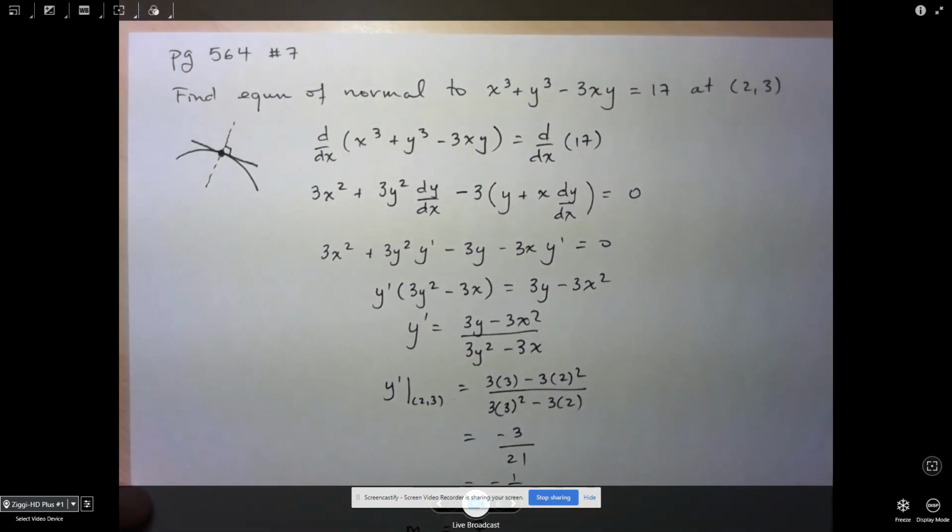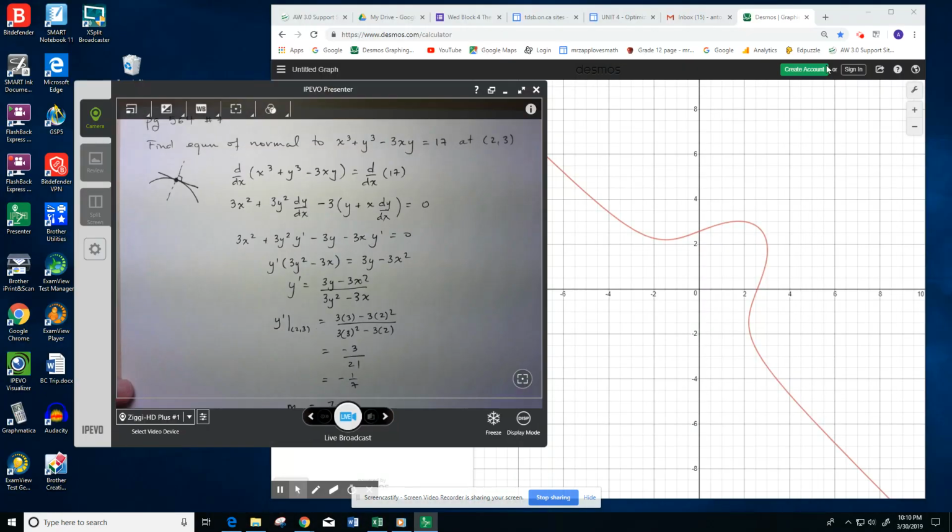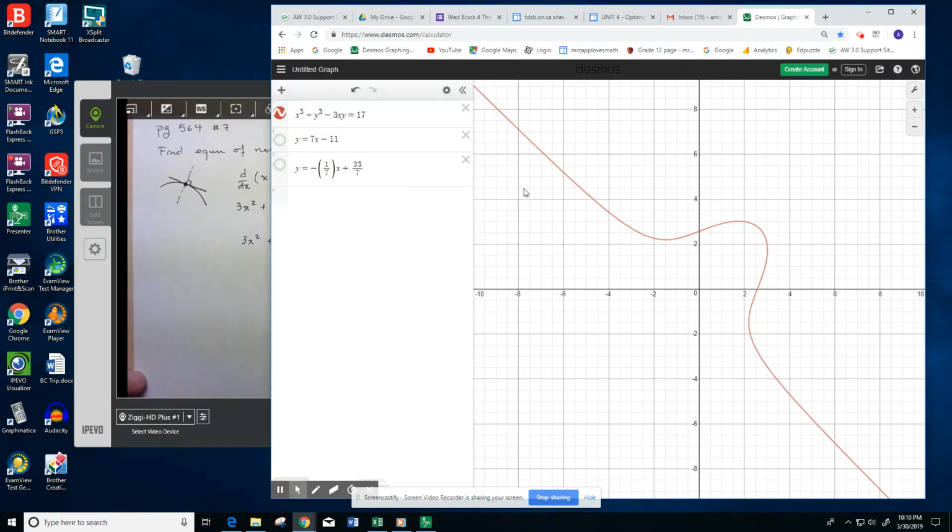Okay, so just to show you what this looks like, let's look at Desmos. So we've got Desmos here. This is the relation, so it's not a function. And if I graph 7x minus 11, I get this line here. But just to really show that it is indeed the normal line, it's a lot easier if we draw the tangent here. And it certainly does look as though these two lines are perpendicular to each other. And of course, they have to be, because if you look at the two slopes, we see that they're negative reciprocals of each other. Okay, that's it for this one.